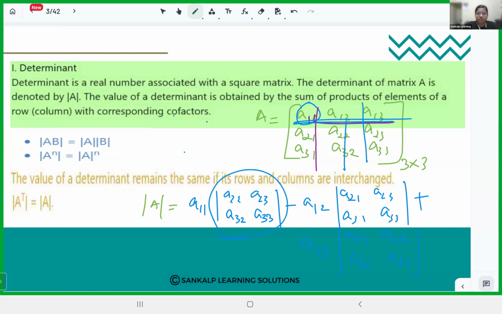And now you can find out the determinant of this one, right? This is a 2 by 2 determinant, so you can easily find it out. How do you do that? You have to cross multiply and then subtract, right? So this is how you find out the determinant of a 3 by 3 square matrix.